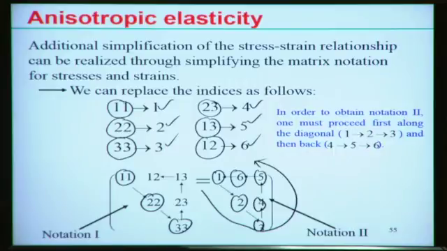So actually this type of notation is helpful for further analysis of this kind of anisotropic problem. This notation is the simplified version of the representation for the further calculation of these anisotropic cases.